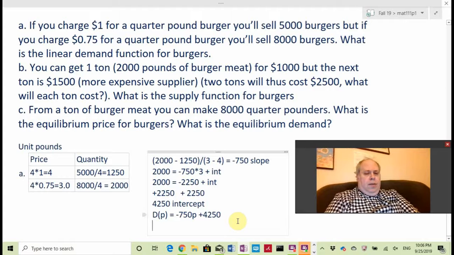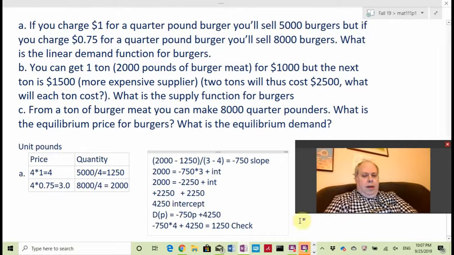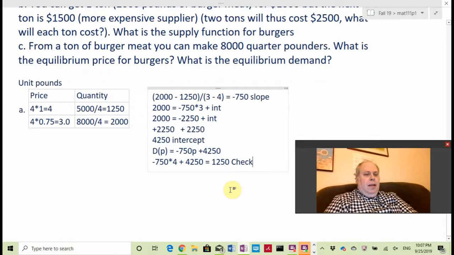So what does that do for us? Well, let's first check and make sure this makes sense. I'm going to plug in $4, and I'd better get 1,250. So I get negative 750 times 4 plus 4,250, and that gives me 1,250, so that's a check. I'm tired of using my finger to check things, so we'll just do it that way. So that's part A. We know our demand function. Now, for part B, we're going to have to translate.